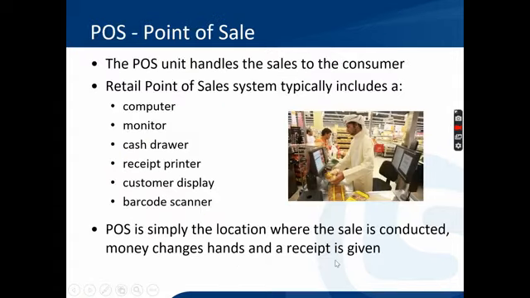For the point of sale, the point of sale handles the sales to customers, and it typically includes a computer and a monitor, cash drawer, receipt printer, customer display, and barcode scanner. So POS is simply the location where the sale is conducted, money is collected, and the receipt is provided to the customer.